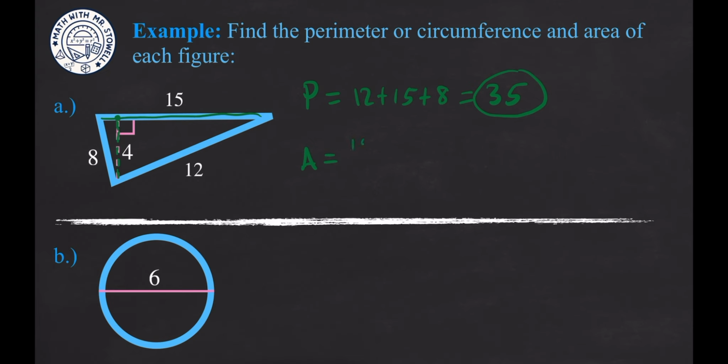So 15 times 4, I'm going to write it this way, and we're going to divide that by 2. In order to find this, 4 divided by 2 would end up being 2. 2 times 15 is 30. That is our area of that shape.